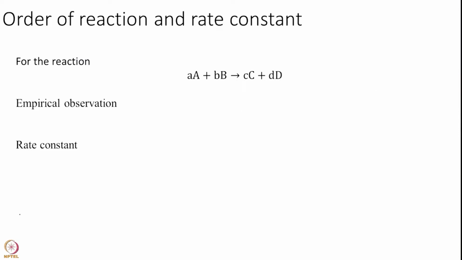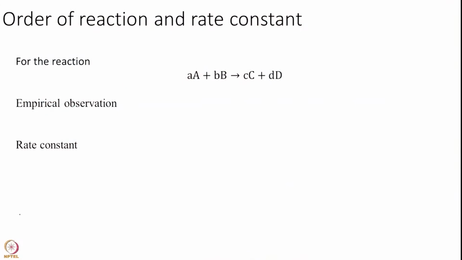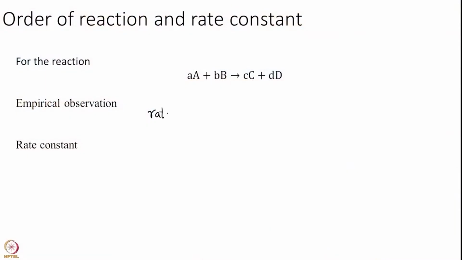So, now we move forward and look at how to calculate the rate constant and the reaction order. We start with the same reaction as before, aA + bB going to cC + dD. For this reaction, more often than not, one can experimentally observe that the rate that was defined in the previous slide can be written as k into concentration of A to the power of alpha into concentration of B to the power of beta, where k, alpha and beta are numbers.